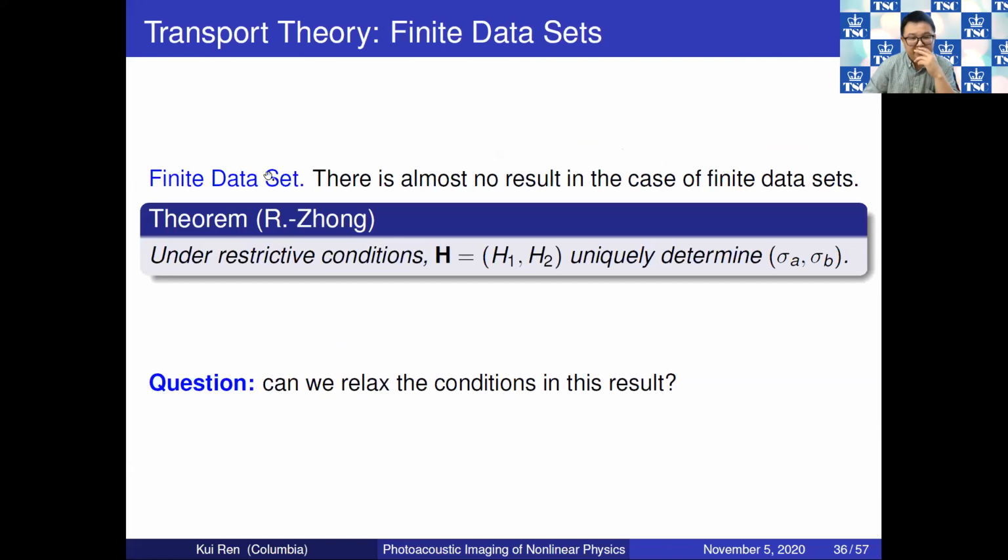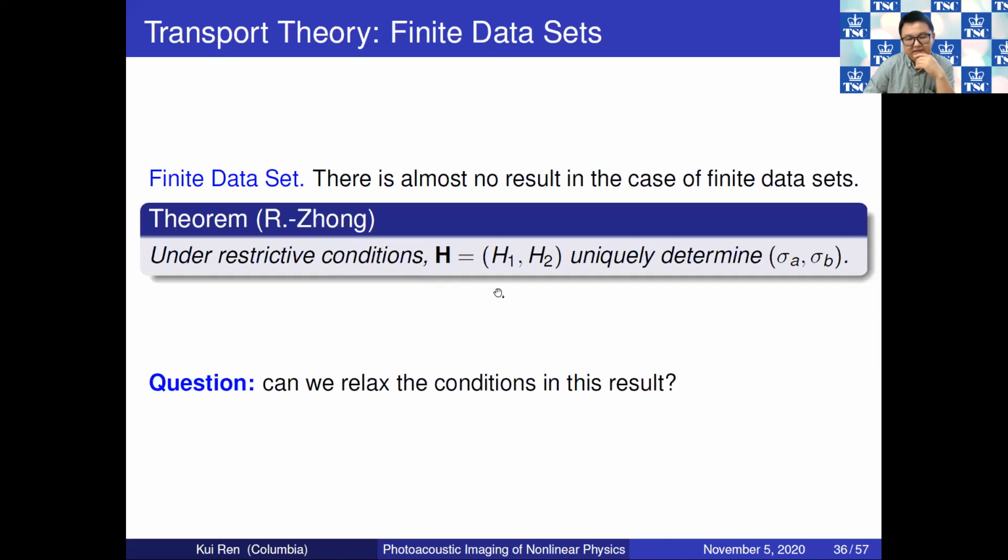So let me quickly say a few words on the case where you cannot do this linearization, but you have a finite number of data. Can you reconstruct all three, let's say any three coefficients with three data sets? It turns out that you can reconstruct two of the coefficients, sigma A and sigma B, two of the absorption coefficients, with two data sets, under very restricted conditions. I'm not even going to bother to show you what those conditions are. We had a preprint on arXiv on this that you can read.